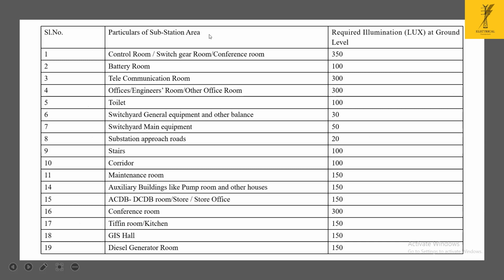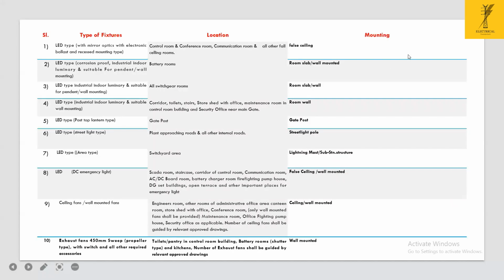And if you see the particular substation areas, for the control room the required lux is 350, battery rooms 100, telecommunication room 300, and so on. Toilet, switchyard, stairs 100, corridor 100, kitchen 150, GIS hall 150, diesel generator room 150, all these things. So these are the required levels to be maintained.